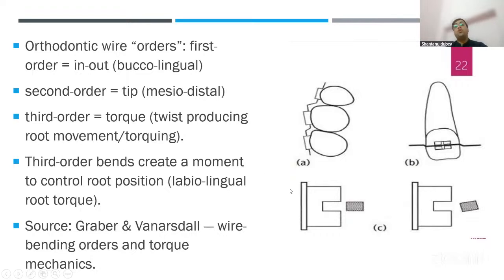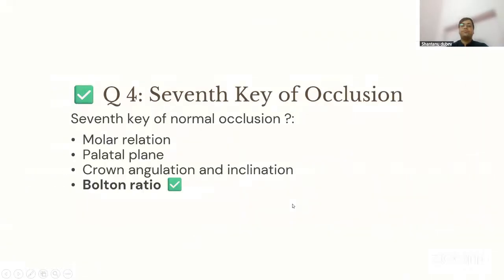Third order bend is always about torquing. So this was a bracket slot. The wire would go straight in, but what you did was you gave a bend in the wire so that the wire gets twisted and is forcefully inserted into the bracket and would cause a rotation of the bracket, which is attached to the teeth, and hence rotation of the teeth in the buccolingual direction, which is what we call torquing.